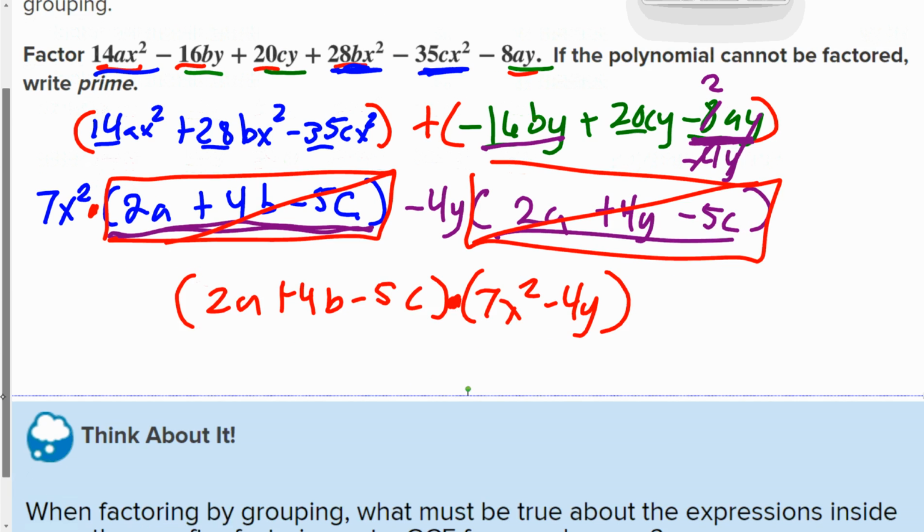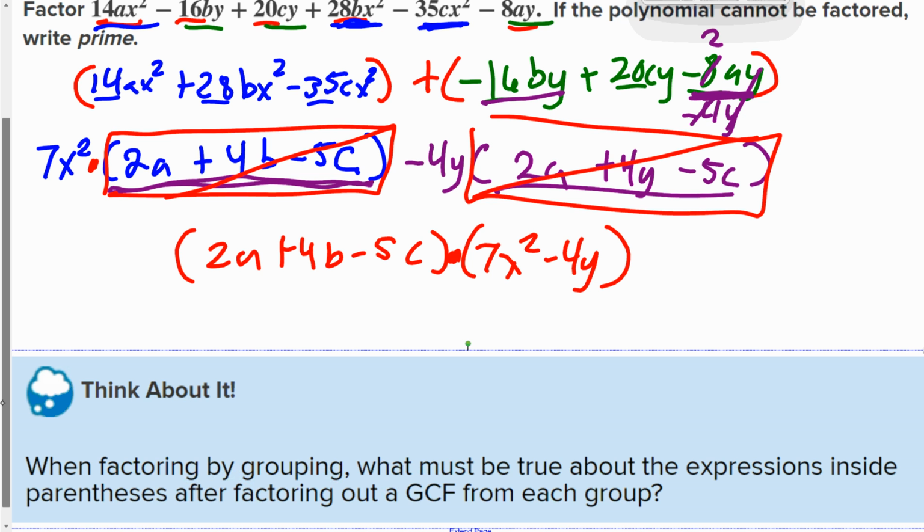One thing to think about is this question right here. How do you look at the inside of the parentheses after factoring out the GCF for factoring by grouping? So when you factor by grouping, what must be true about the expressions inside the parentheses?